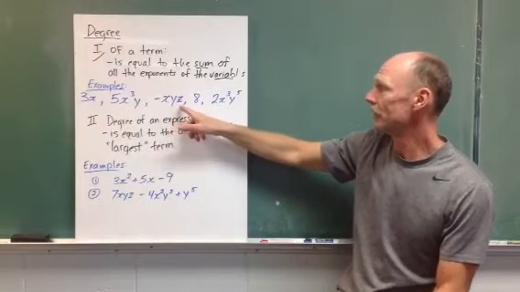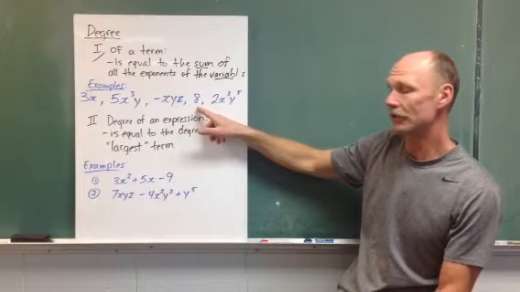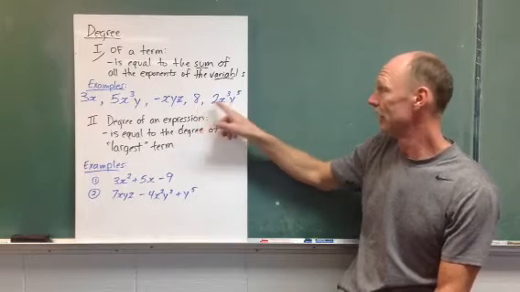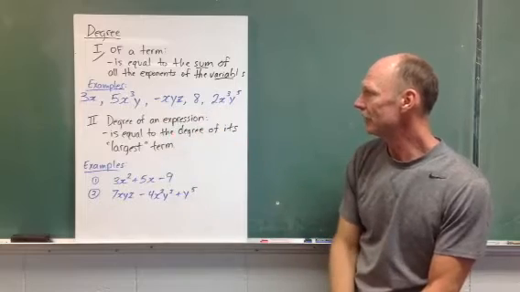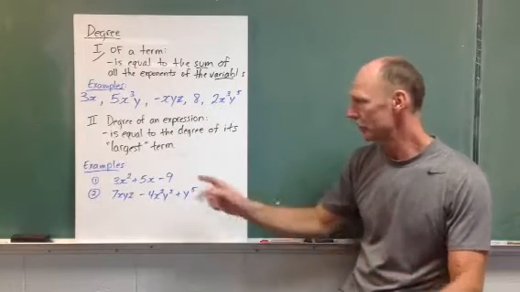This has 1x, 1y, 1z for a degree of 3. This has degree 0 because there are no exponents, and this has degree 8. The degree of an entire expression is equal to the degree of its largest term.